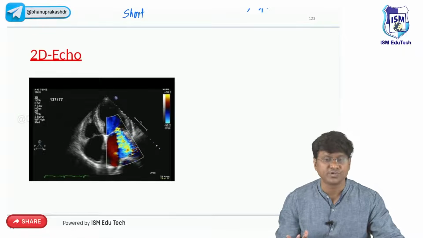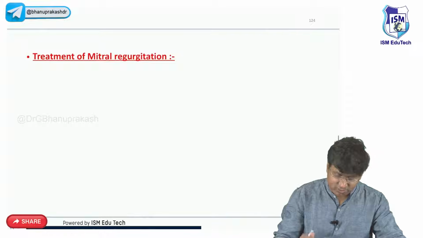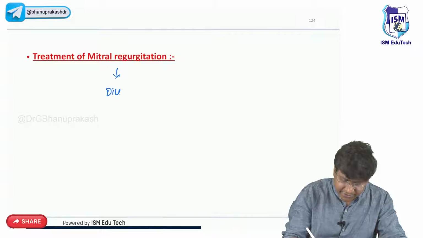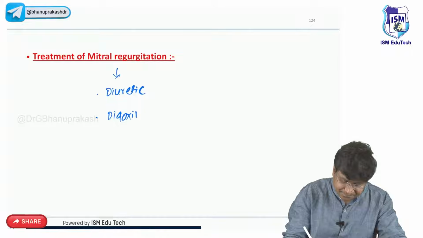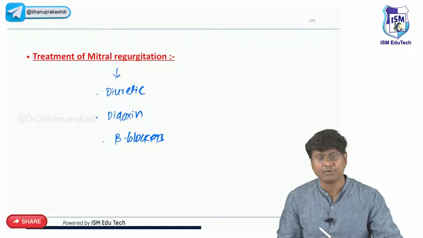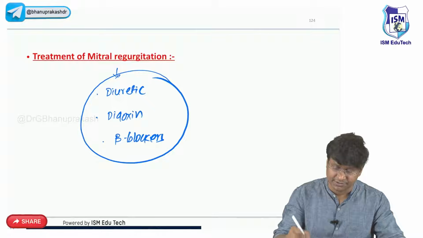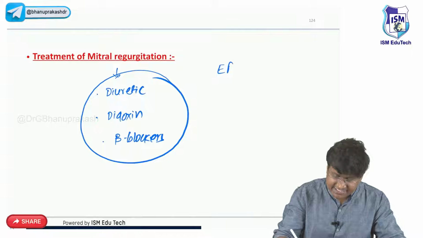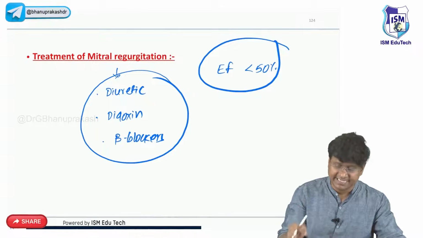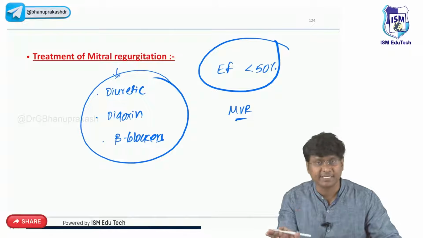Then how will you diagnose mitral regurgitation? That is mainly by 2D echo. Then what is the treatment in these patients? You need to give diuretics, and once they develop atrial fibrillation, you need to give digoxin. Then beta blockers can be given. Now, when will these patients require surgical intervention? Once the ejection fraction is reduced to less than 50%, with symptoms, they require mitral valve replacement. That is where they require the prosthetic valve intervention.